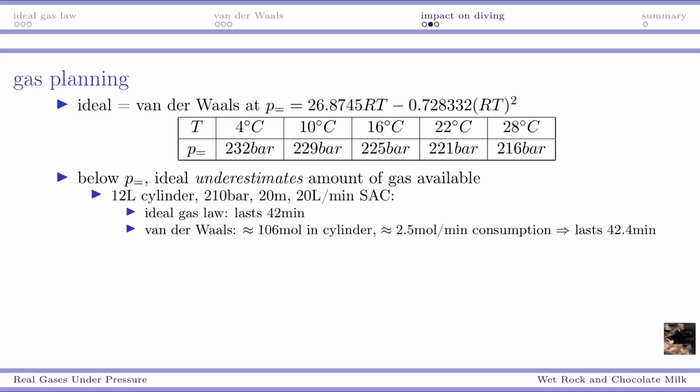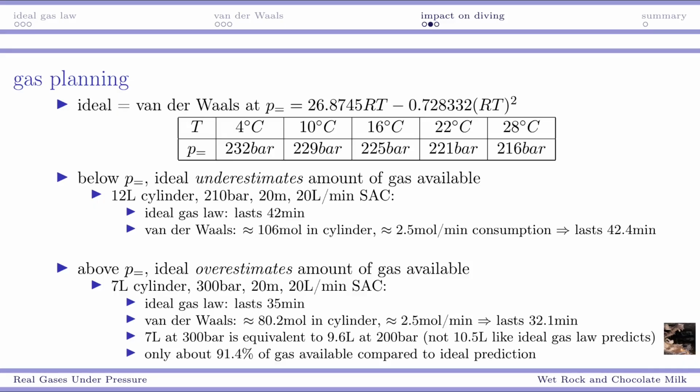van der Waals. If, on the other hand, we look at a pressure above that equal pressure point, then the ideal gas law underestimates the pressure that we actually have, which means it overestimates the amount of gas that we have available, if we're reading the pressure and we're figuring out how much gas we have. Now, a common 300 bar cylinder would be a 7 liter.